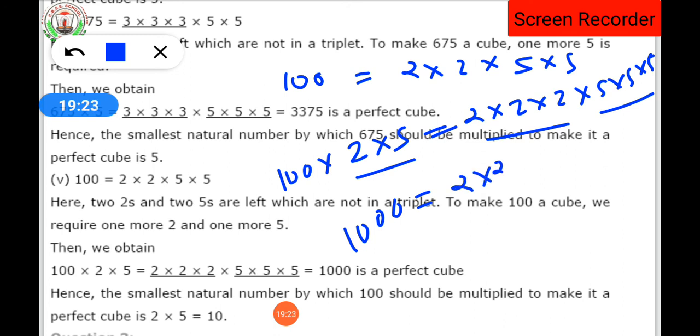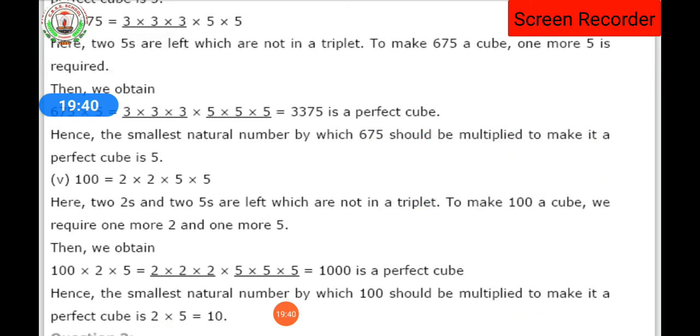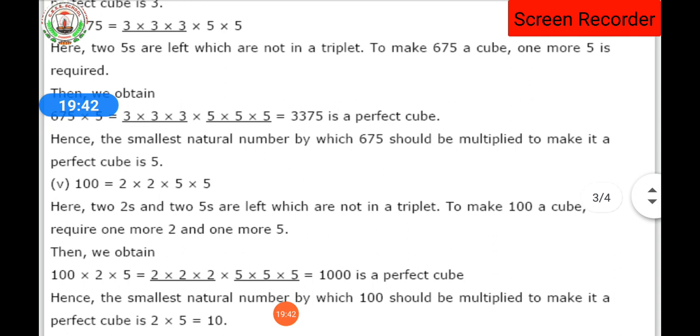So the factors of 1000 are 2 into 2 into 2 into 5 into 5 into 5. So as we can see, the pair is there. Hence the smallest natural number by which 100 should be multiplied to make it a perfect cube is 2 into 5, which is 10. So here the explanation of question number 2 is over.